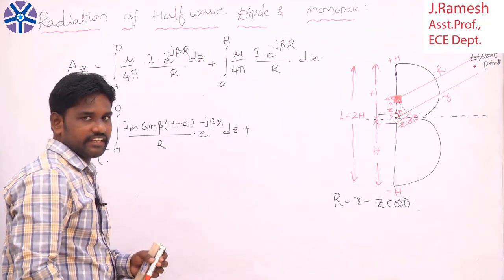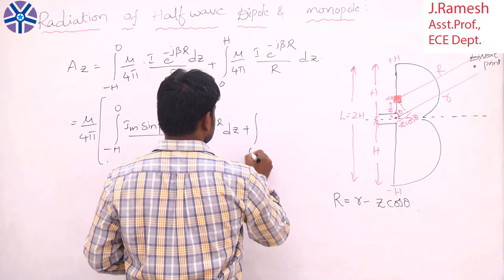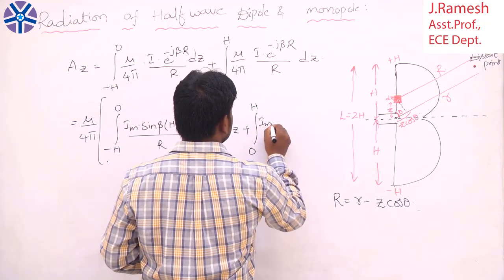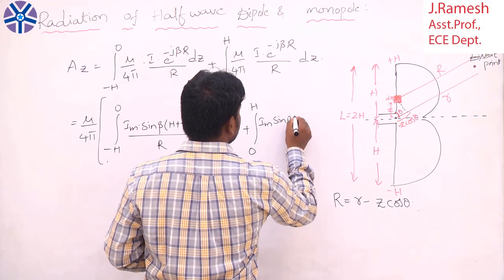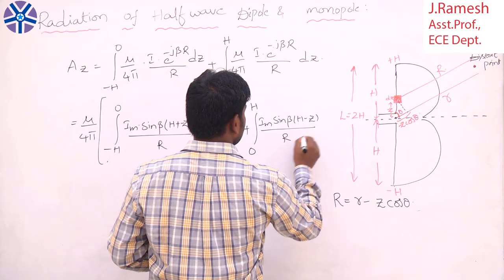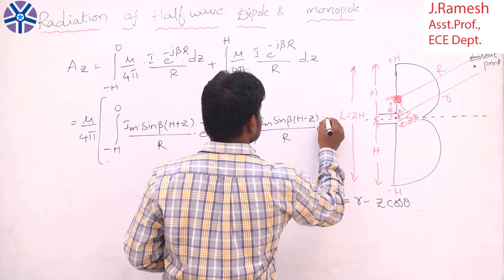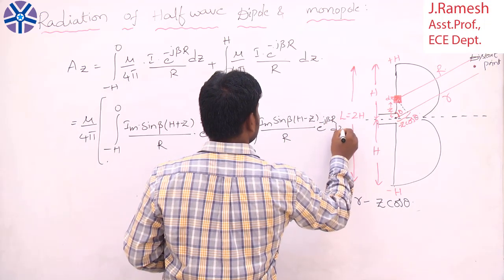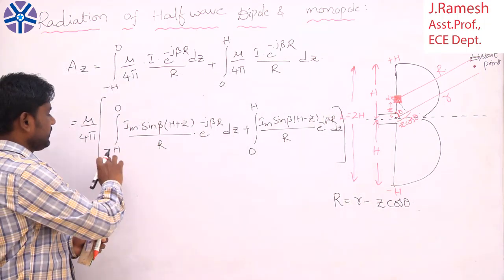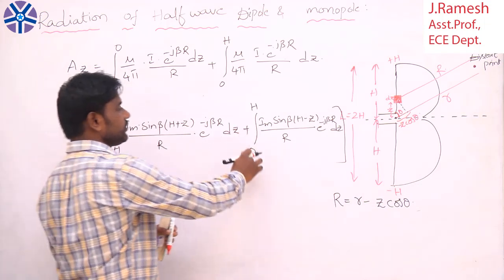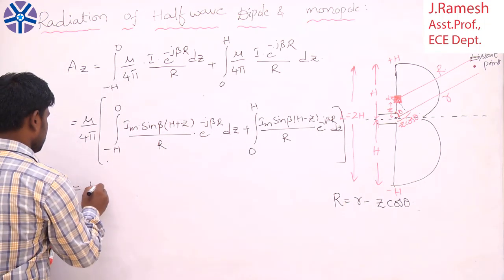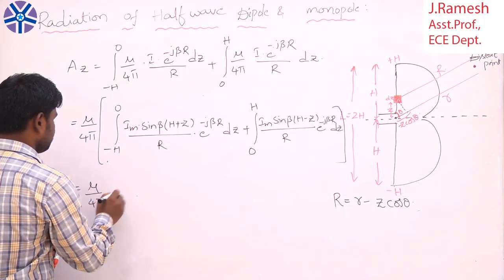What is the other integral here? Here it is 0 to plus h. What is the I value here? Im into sine β into (h minus z) by capital R into e to the power of minus jβR into dz. So this is what exactly we are getting. In the negative direction it will be positive, in the positive direction it will be negative. So now I am going to simplify this one. So μ by 4π.